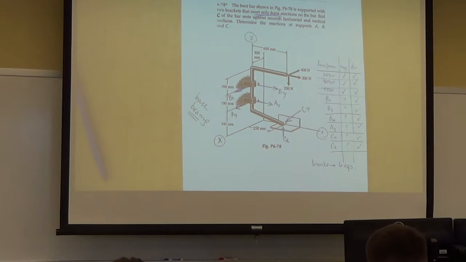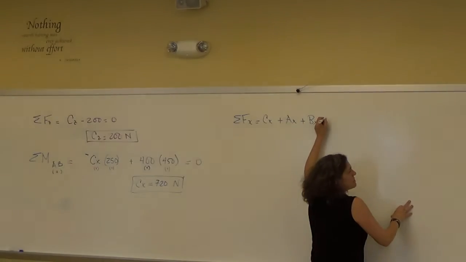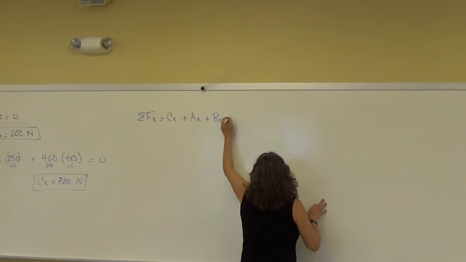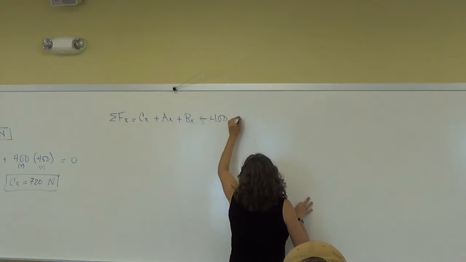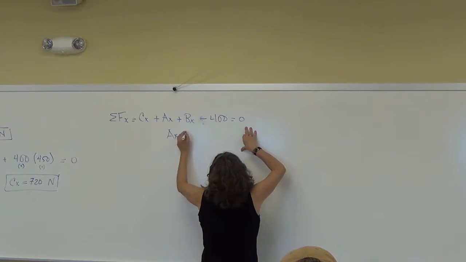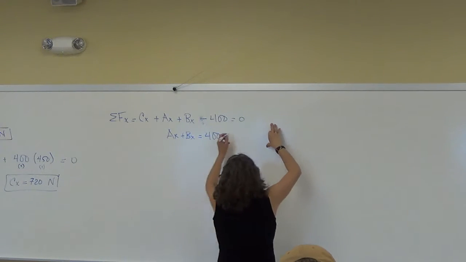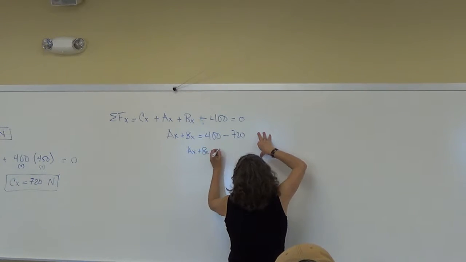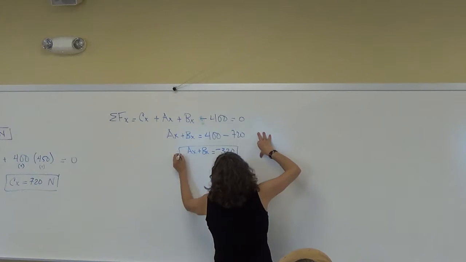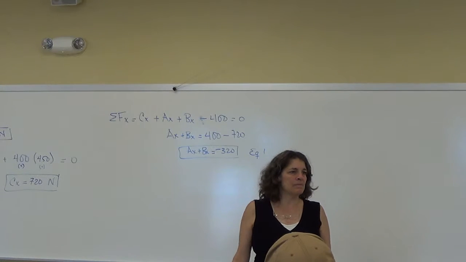Sum of the forces in the x is Cx plus Ax plus Bx, and then what is it? Plus, is it 400? Minus what? 400. Thank you. So Ax plus Bx is equal to 400 minus Cx, which is 720. So Ax plus Bx equals negative 320. And let's call that equation 1. I think this is the best way of doing it.